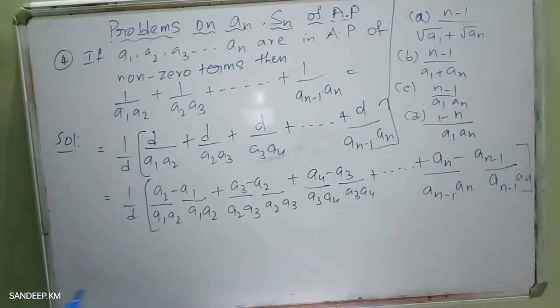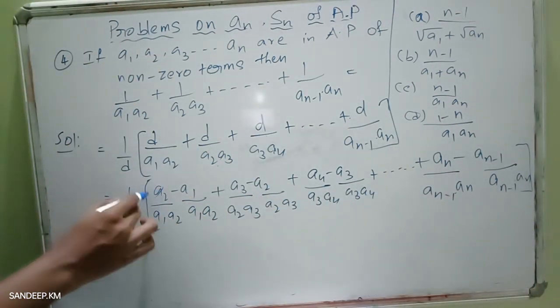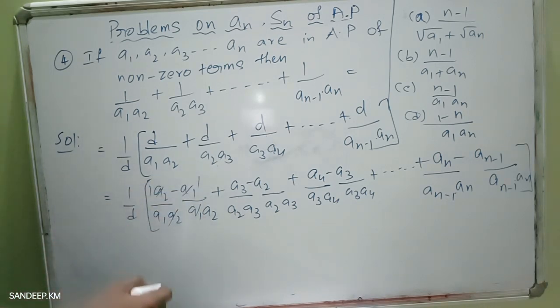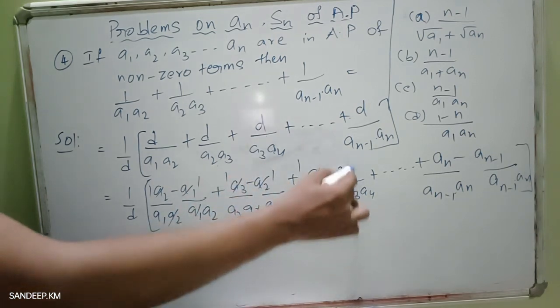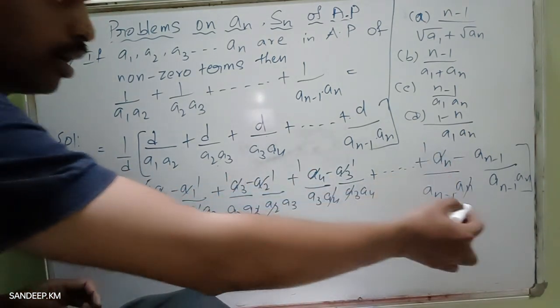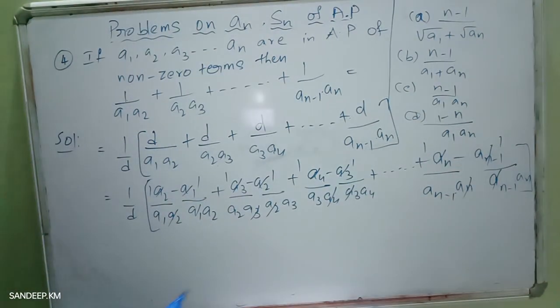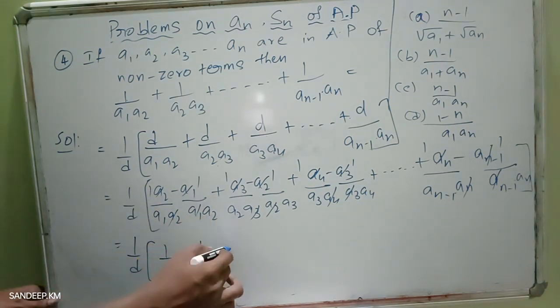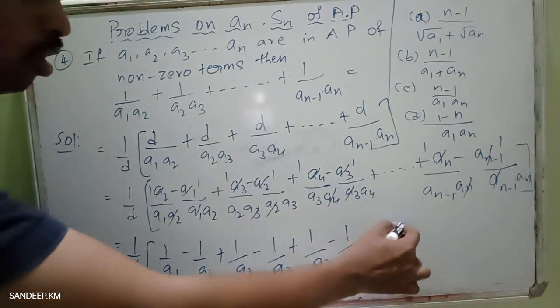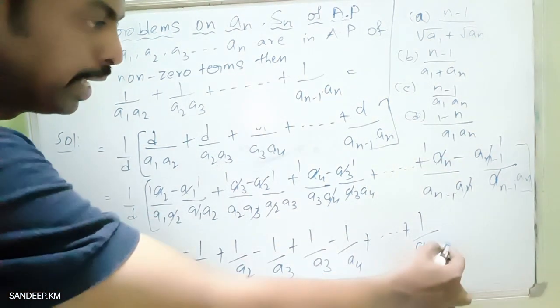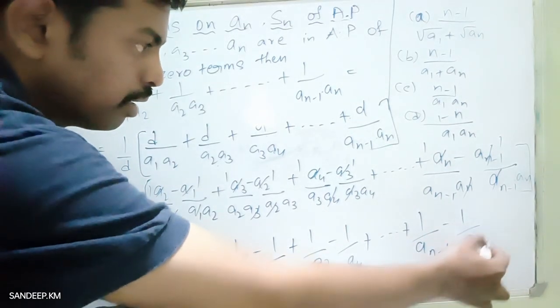Close the bracket. Now see what terms get cancelled. A2 ones are and A2. A1 ones are and A1. A3 A3. A2 A2. A4 A4. A3 A3. And here an and then an minus 1, an minus 1. Okay. So next, if I write what I got here: 1 by a1 minus 1 by a2 plus 1 by a2 minus 1 by a3 plus 1 by a3 minus 1 by a4 and so on, 1 by an minus 1 minus 1 by an.